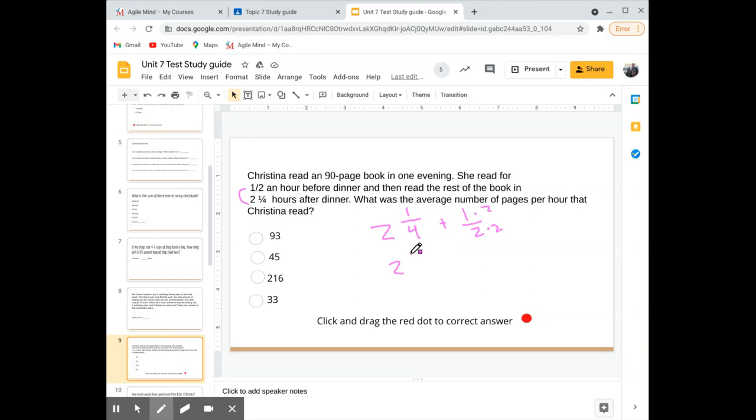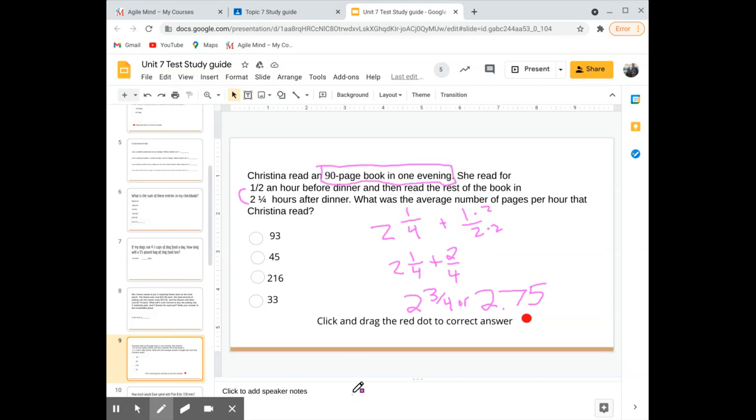And so 2 and 1/4, I could add that to 1/2 by making 1/2 equal 2/4. So what is 1/4 plus 2/4? 3/4. So I would get 2 and 3/4. Or we could say 2 and how many hundredths? 75. Good. Now, she read a 90-page book.